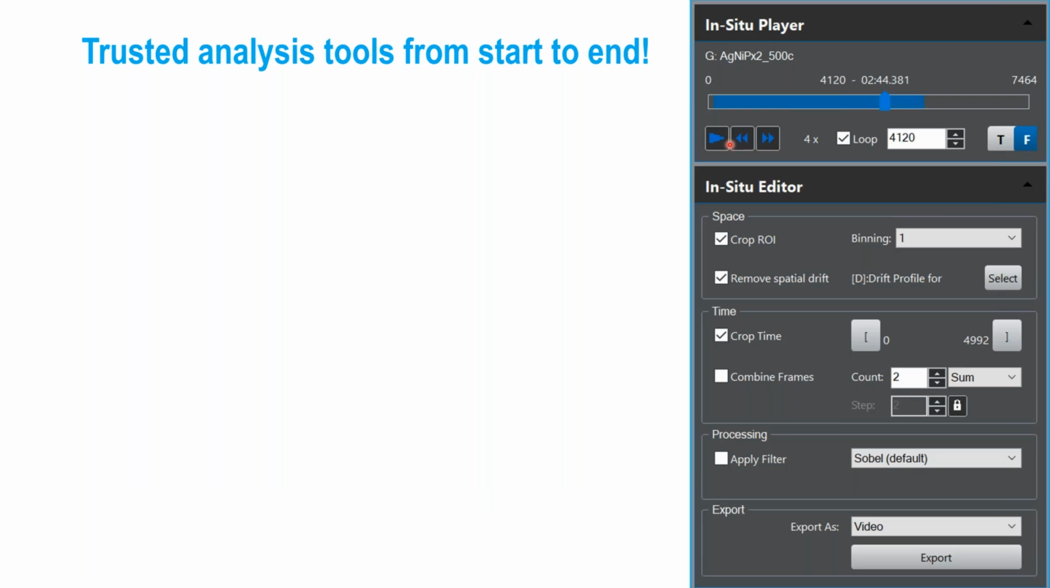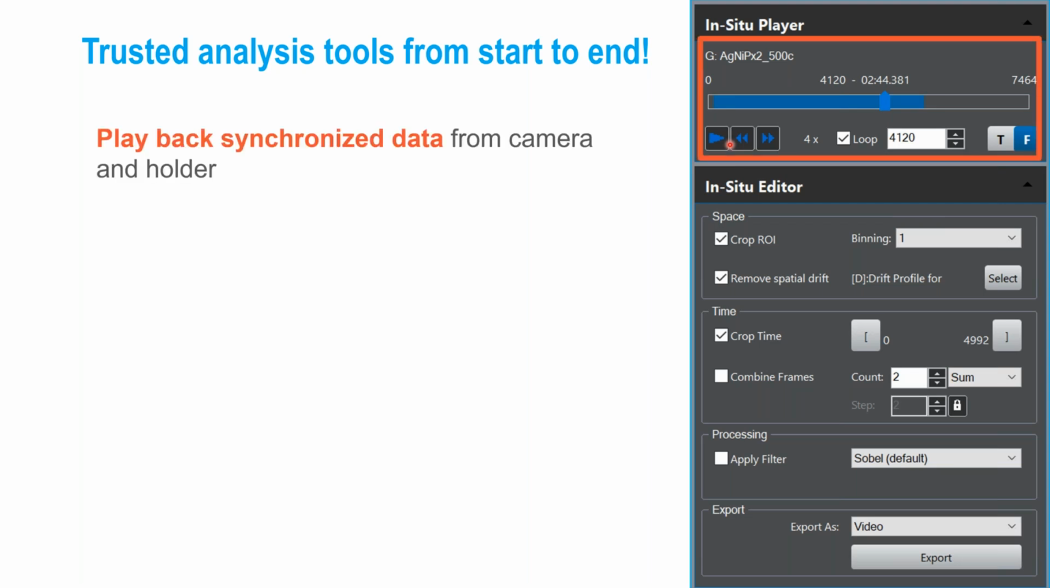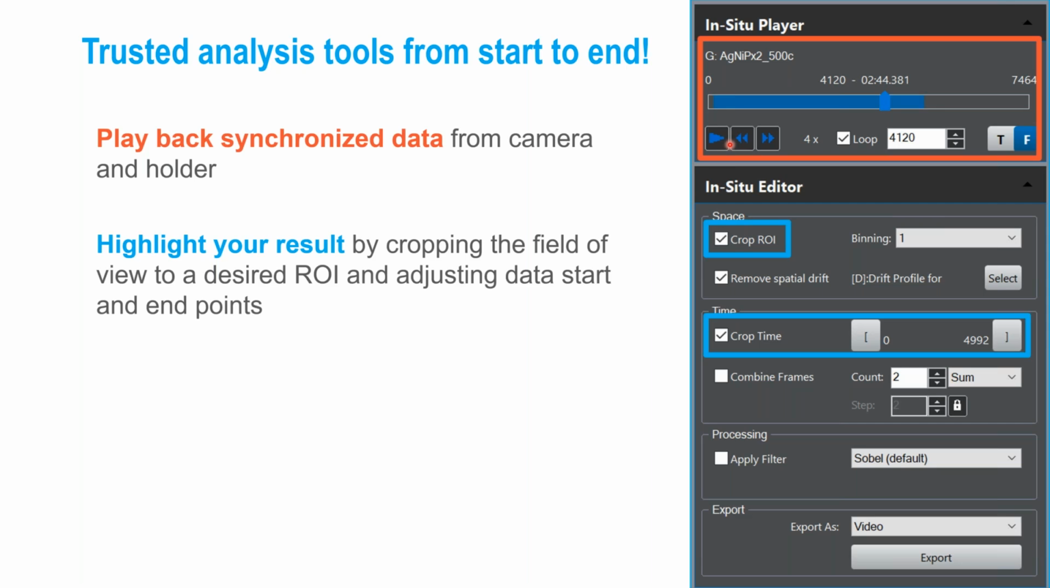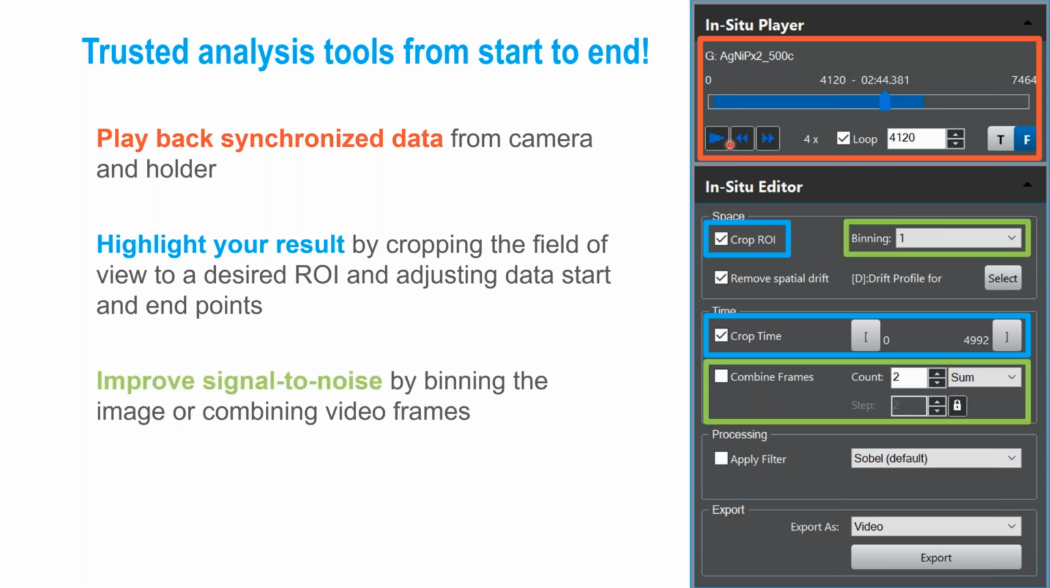And when we do in-situ experiments in DigitalMicrograph with the ClearView camera, there are all sorts of tools here that I just wanted to highlight very quickly for playing back your data, here on the top right, as well as doing different editing processes to the video, whether it's cropping the area in space, adjusting the start and end positions, or doing additional binning or frame summing.